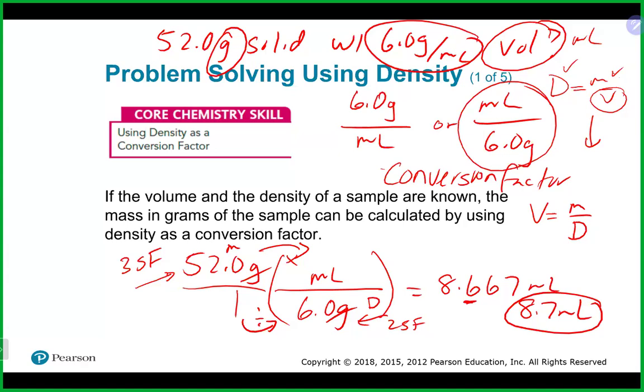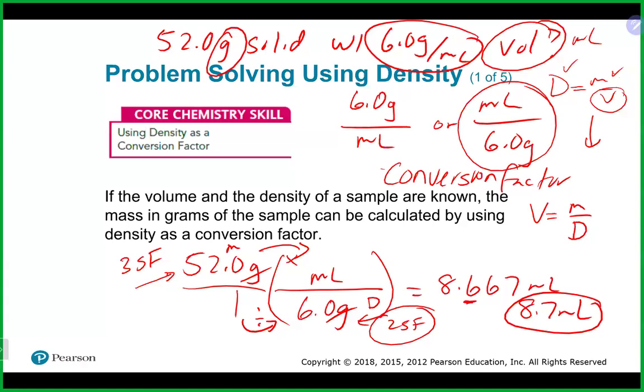Because we're multiplying and dividing, right? And then we look at the smallest number of significant figures. So 52.0 is 3 sig figs. And this 6.0 is 2 sig figs. I'm sorry, 2 sig figs for the 6.0. 52.0 is 3 sig figs. So 2 sig figs. The least always, yeah.